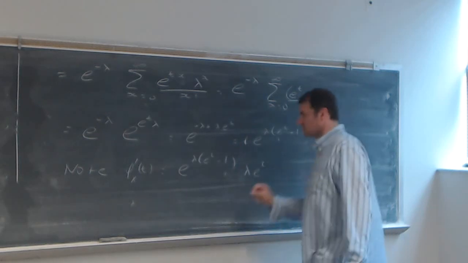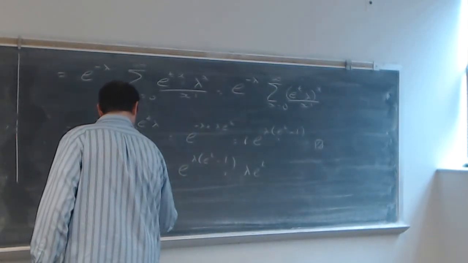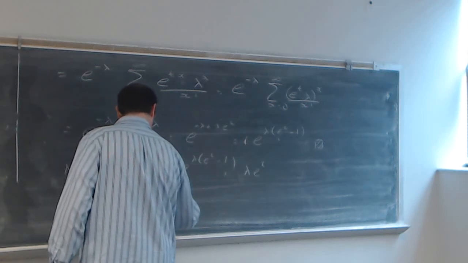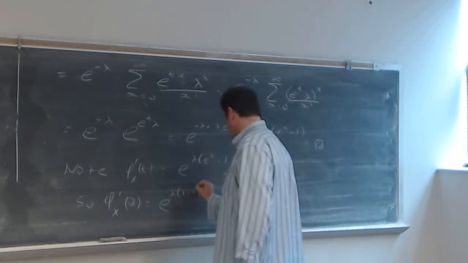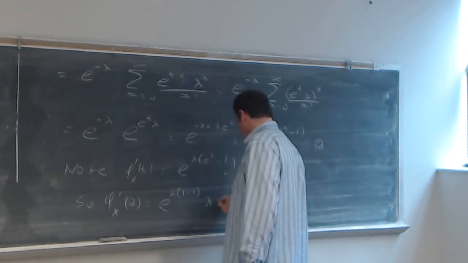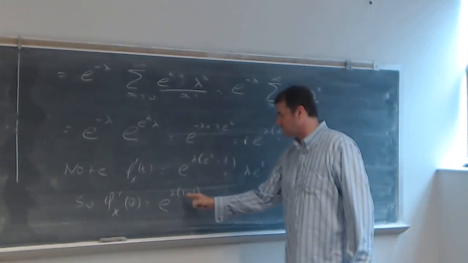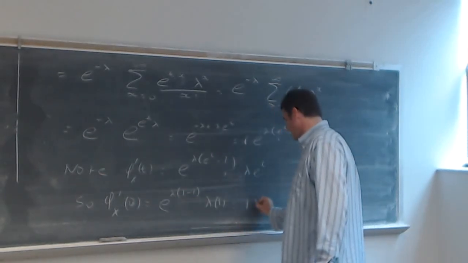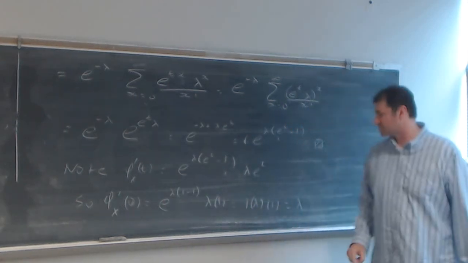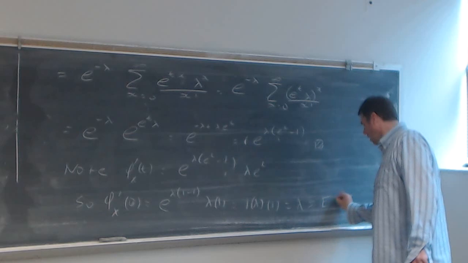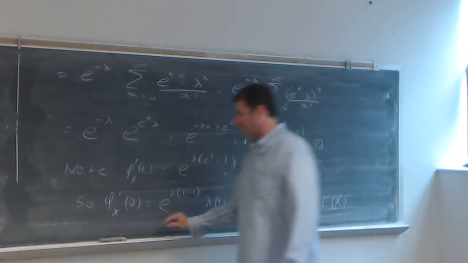Okay? So when I evaluate this at 0, remember I'm evaluating at t being 0. So here is e to the 0, that's 1, minus 1, and then this is lambda times e to the 0, which is 1. 1 minus 1 is 0, lambda times 0 is 0. This is going to be 1 times lambda times 1, and that's lambda. And that indeed was the expected value of a Poisson random variable X with parameter lambda.